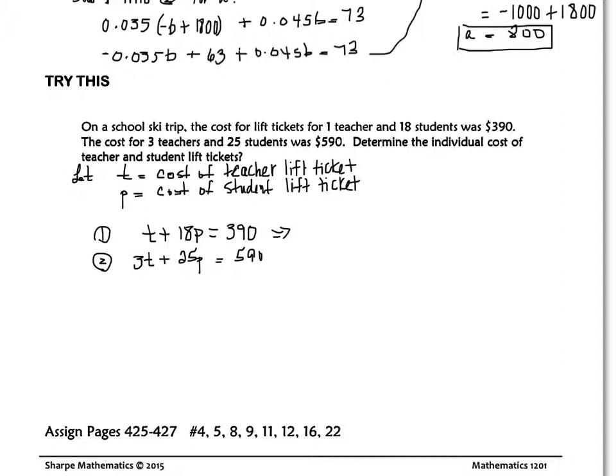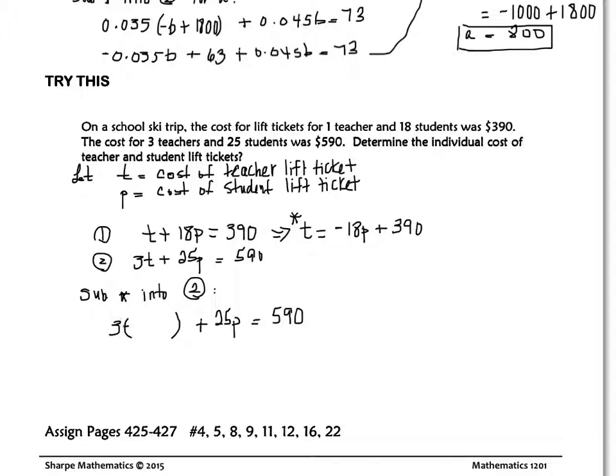And looking at the equations, the first one is easy to get T by itself by just bringing over that 18p, negative 18p on the other side, and then 390. So that would be our star equation. Then we would substitute the star into equation 2, because that's the equation that it didn't come from, and we're going to replace T. So 3 outside, instead of T, I'm just going to put brackets there because I want to put in that expression from the star equation. So negative 18p goes in there, plus 390.